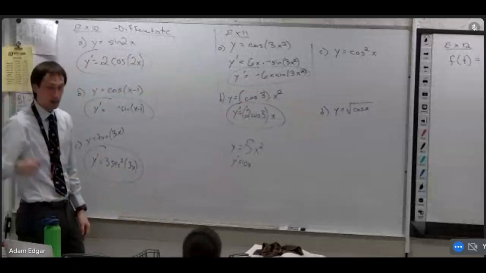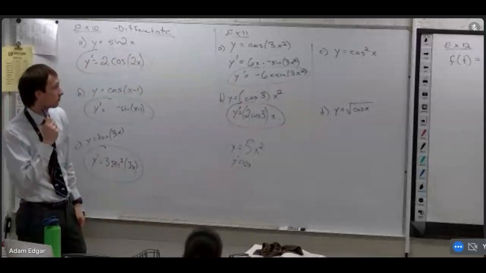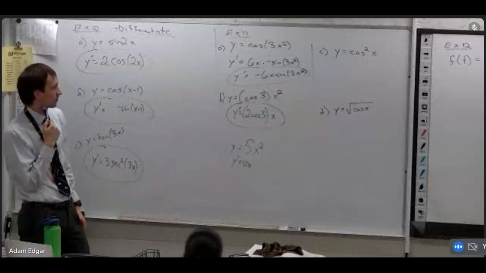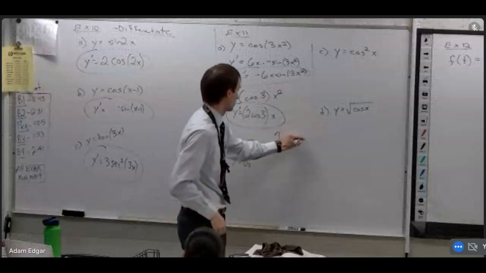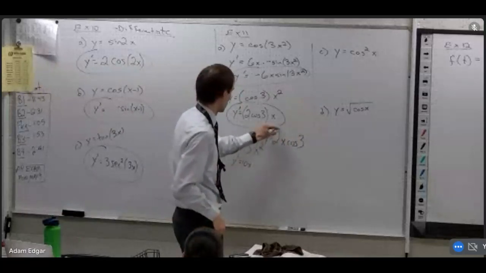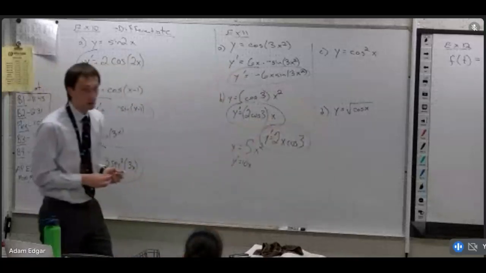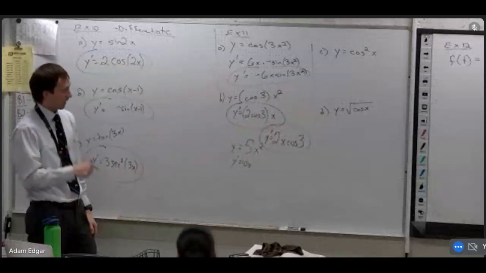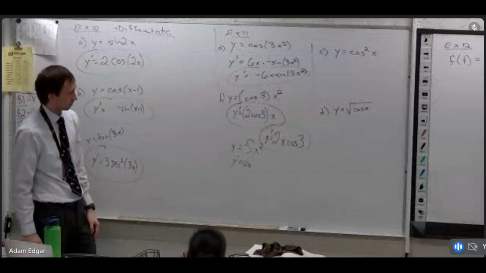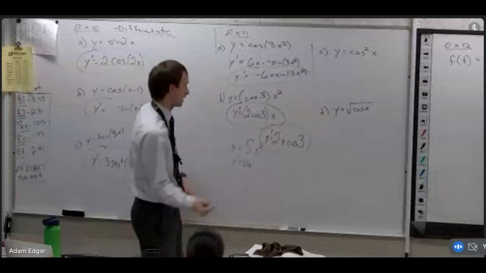Ryan? Why can't it be written as 2x cosine 3? You could write this as 2x times cosine of 3. And maybe that looks a little better to your sense of beauty. I don't know. But yeah, that would also be totally fine. Or you could write x times 2 cosine 3. Just don't put the 2 or the x inside the cosine function.